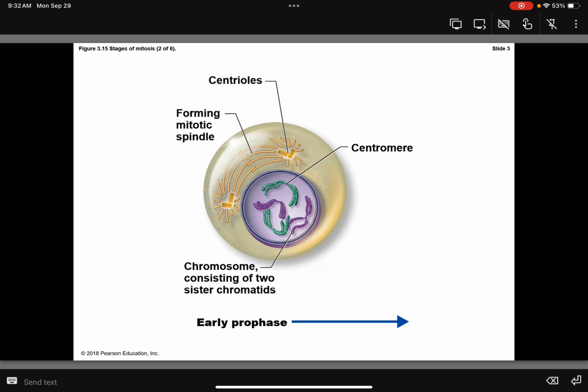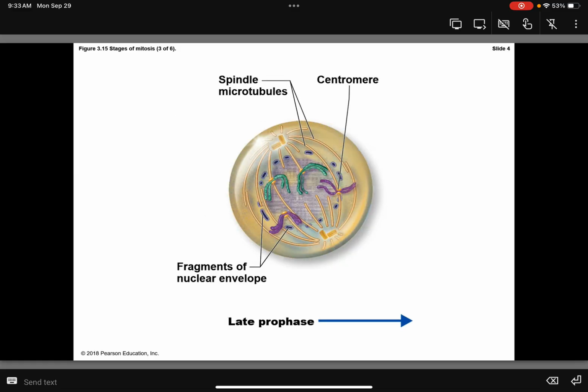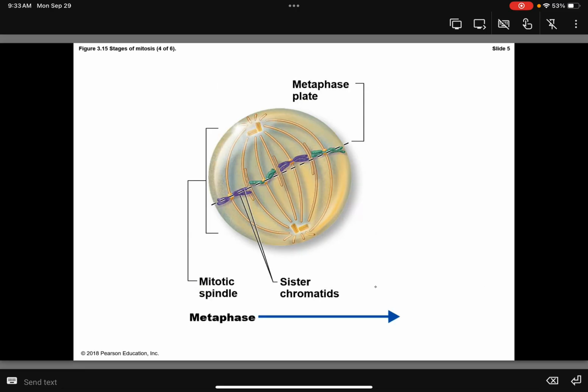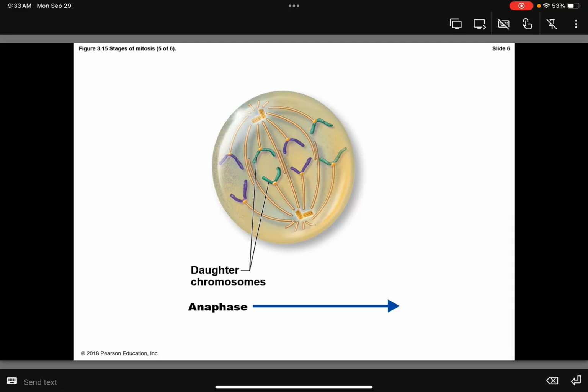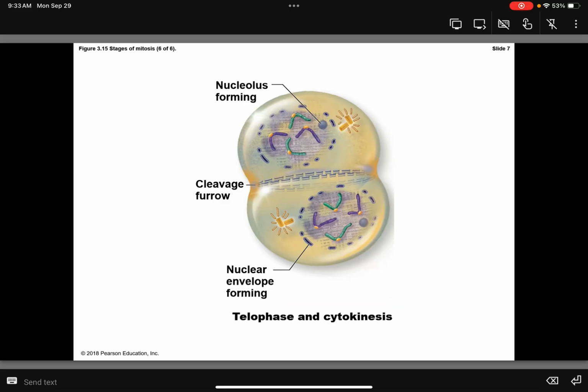Spindle apparatus are migrating to opposite ends of the cell. They're attaching to the chromosomes to line them up in the middle of the cell during metaphase. That just ensures that they are being split evenly when they line up in the middle, so that the pull from each side is equal. Anaphase: they're being split apart from each other.